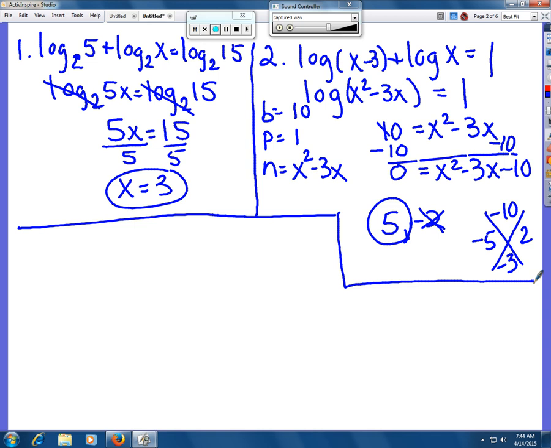There's your second example. Third example is going to use the same thing. You're going to end up with a quadratic, but you can't factor it. So we're going to look at how to solve using the quadratic formula, which you've already learned, but we're going to review it basically.